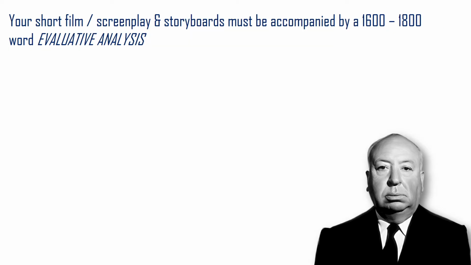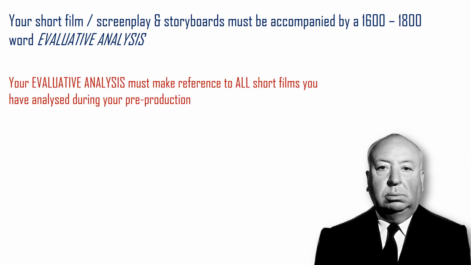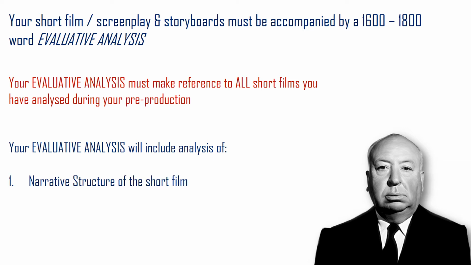Okay, so your short film or screenplay and storyboard must be accompanied by a 1600 to 1800 word evaluative analysis. And that evaluative analysis must make reference to all short films you've studied and analysed during your pre-production. That includes analysis of the narrative structure of the short films you've looked at, analysis of cinematic influences, i.e. films that you have watched independently and that have influenced your work, or screenplays if you have written a screenplay, and creating meaning and effect. And that really applies to your own film.